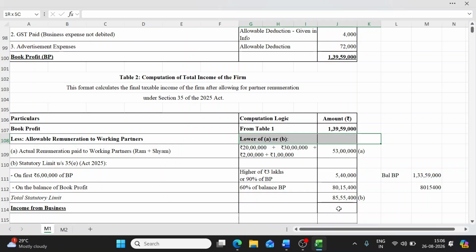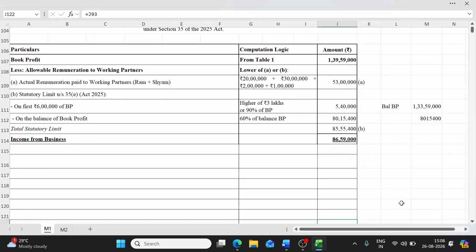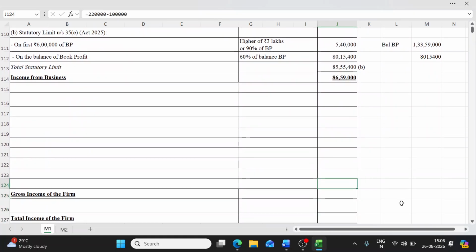So for the computation of income from partnership business, from the book profit, that is 1 crore 39 lakhs 59,000, deduct 53 lakhs because 53 lakhs is the lowest among A and B. So the income from partnership business after deduction is 86 lakh 59,000 rupees. Now, after computing the income from partnership business, we have to compute the gross income of the firm.